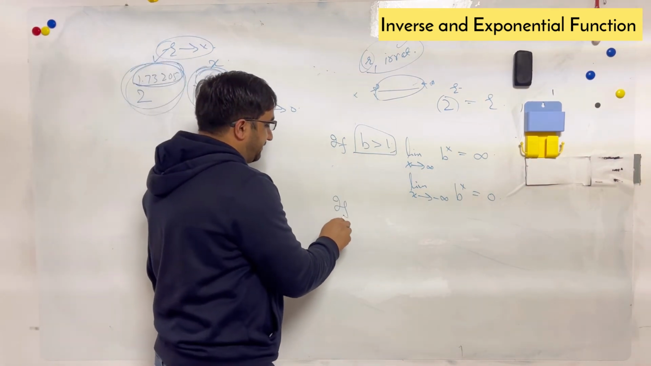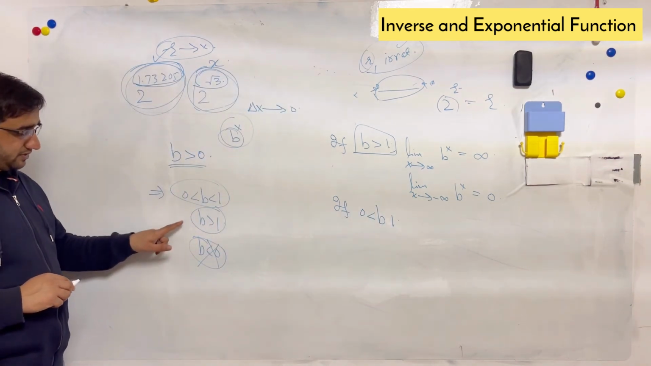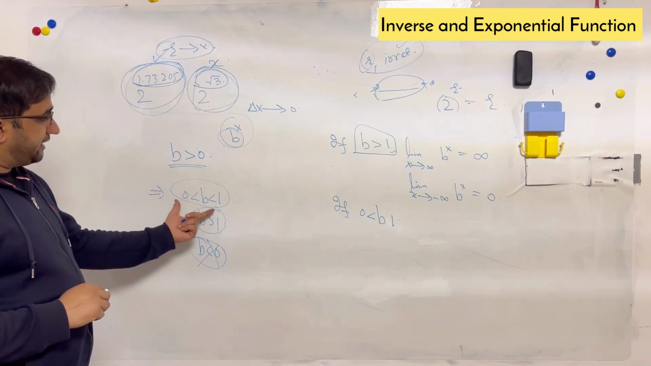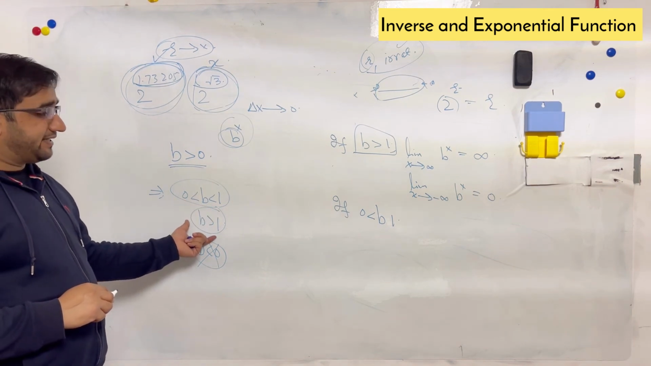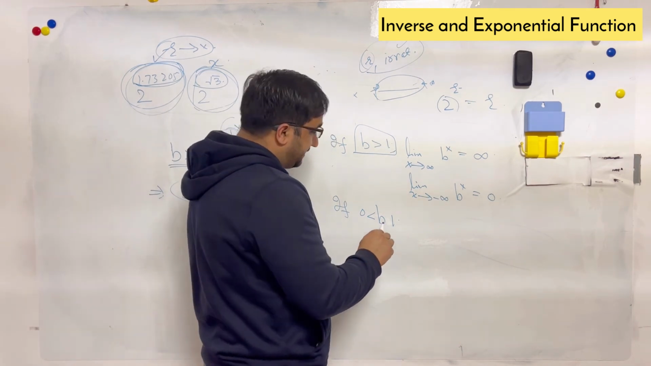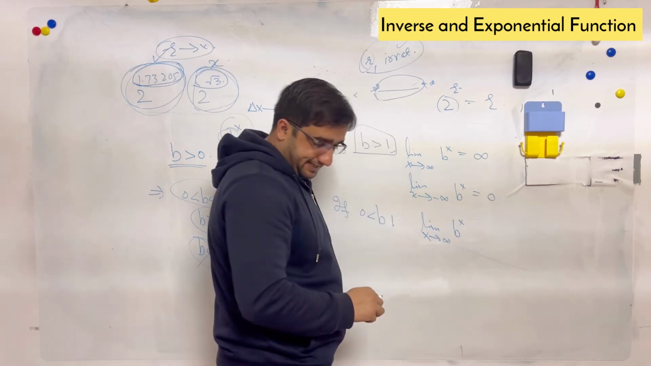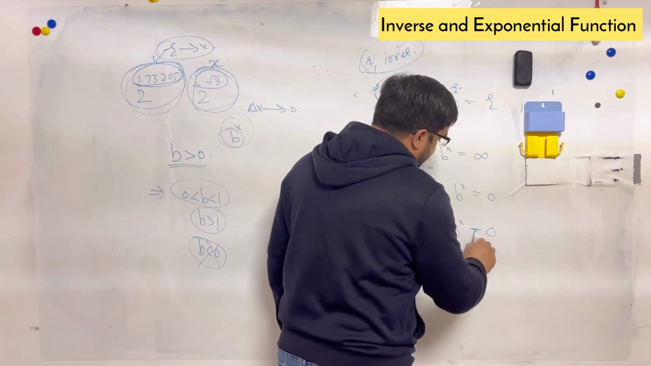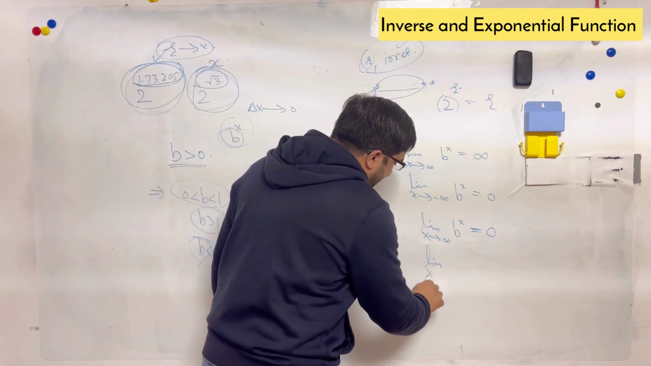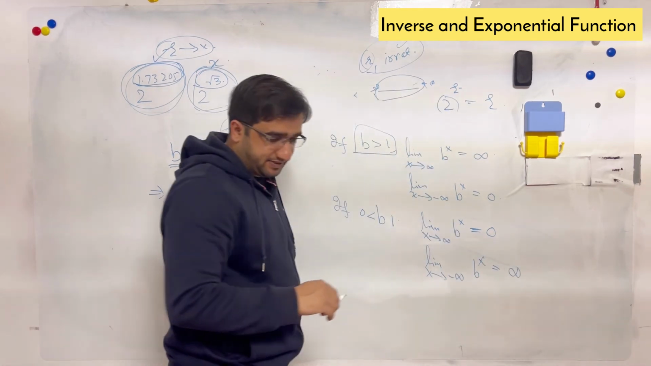Now if this number is between 0 and 1. I told you there are only two possibilities out of three. Negative we have ruled out. Only two cases, either it can be in between 0 and 1 or it can be greater than 1. If it is in between 0 and 1, then the limit x approaching infinity of b raised to the power x, the answer will be 0, and the limit x approaching minus infinity of b raised to the power x, the answer will be plus infinity.